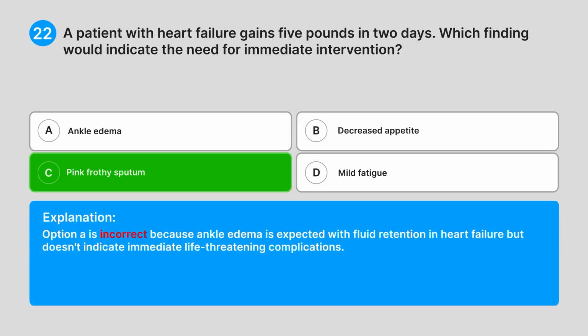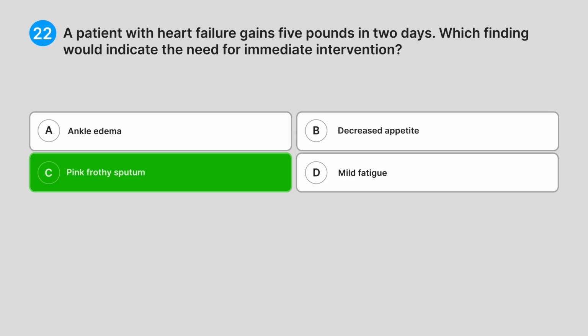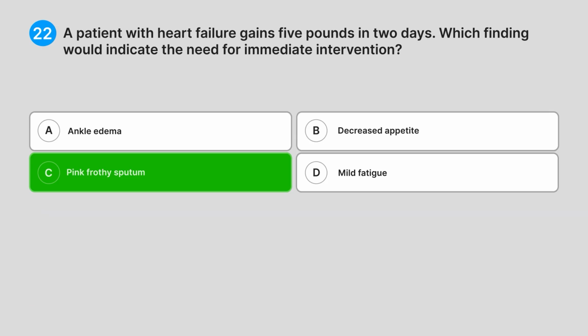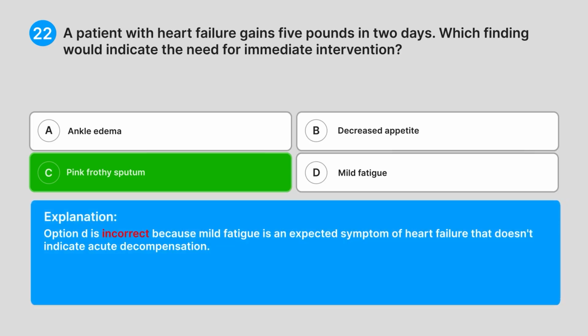Option A is incorrect because ankle edema is expected with fluid retention in heart failure but doesn't indicate immediate life-threatening complications. Option B is incorrect because decreased appetite is common in heart failure but doesn't represent an acute emergency requiring immediate intervention. Option D is incorrect because mild fatigue is an expected symptom of heart failure that doesn't indicate acute decompensation.